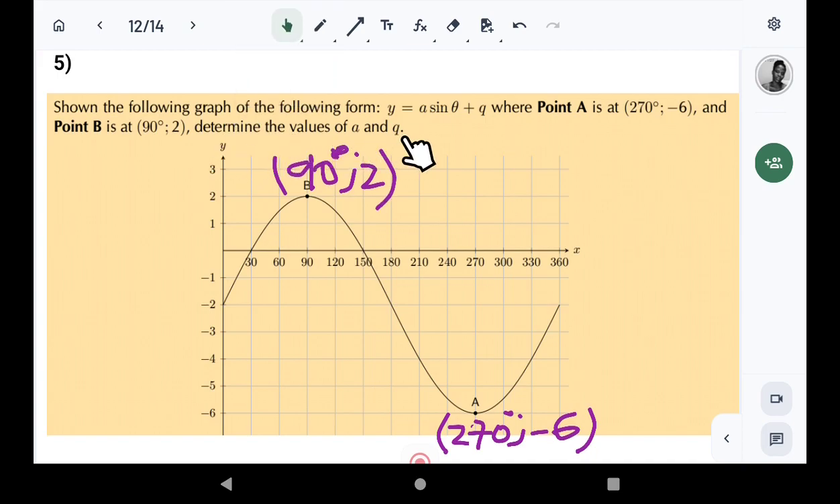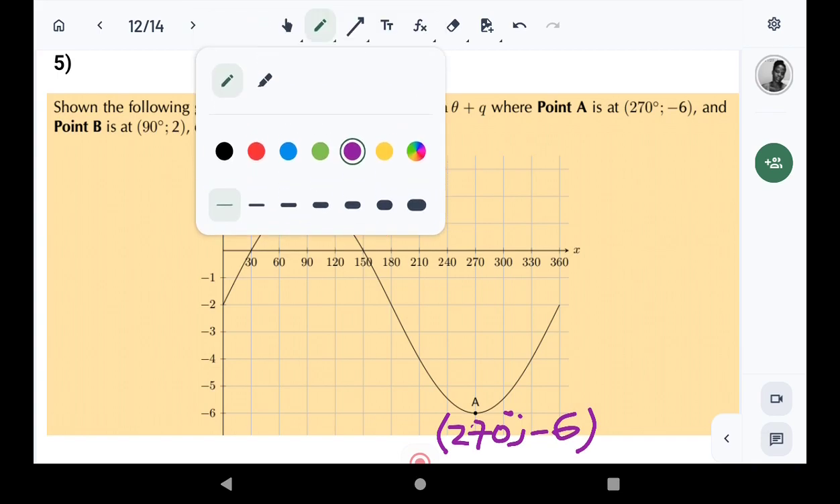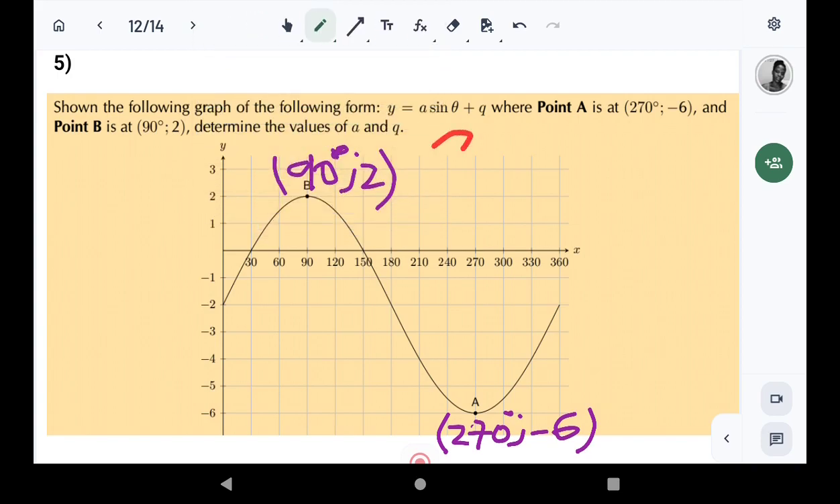Determine the values of A and Q. As you can see, we've got two unknowns that we need to solve. So this is the situation we have: two unknowns, A and Q.